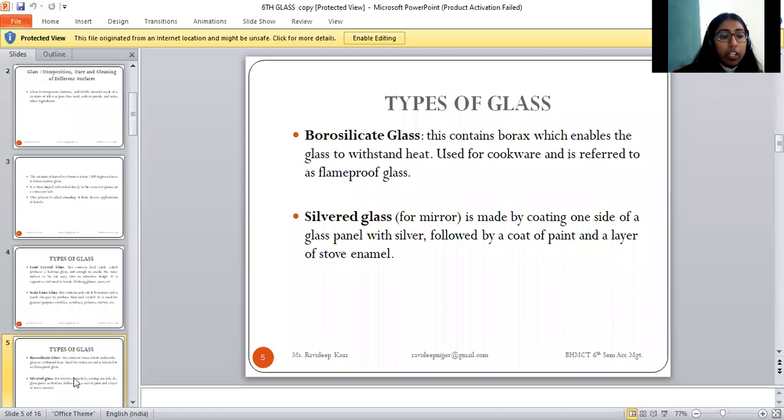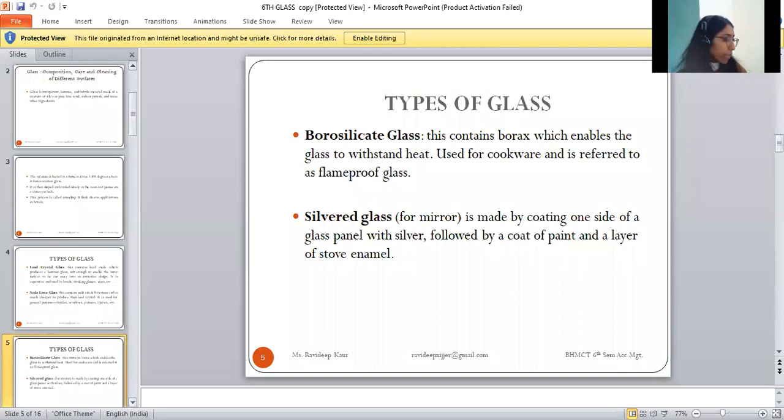It takes the heat effectively, which is why it is known as borosilicate glass, used for cookware and referred to as flame-proof glass. So this glass is a heat withstander, which is where we get our cookware and other flame-proof glasses, which cannot be used as the other types which we have.